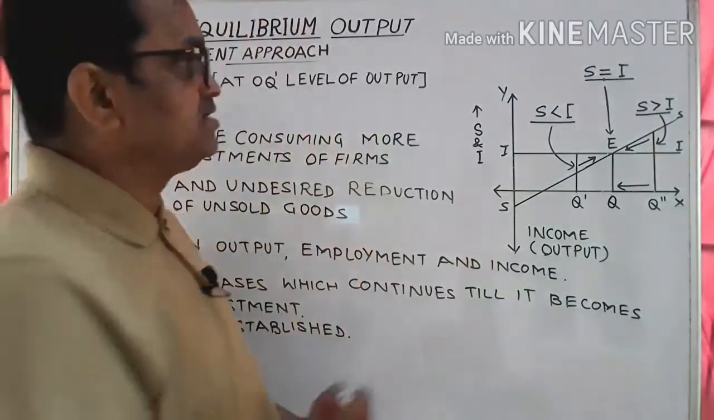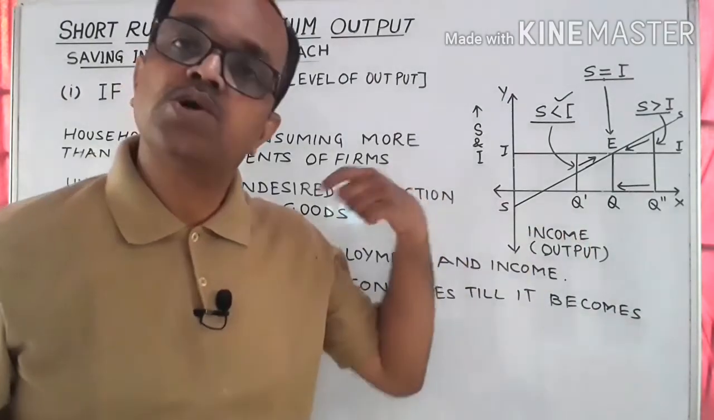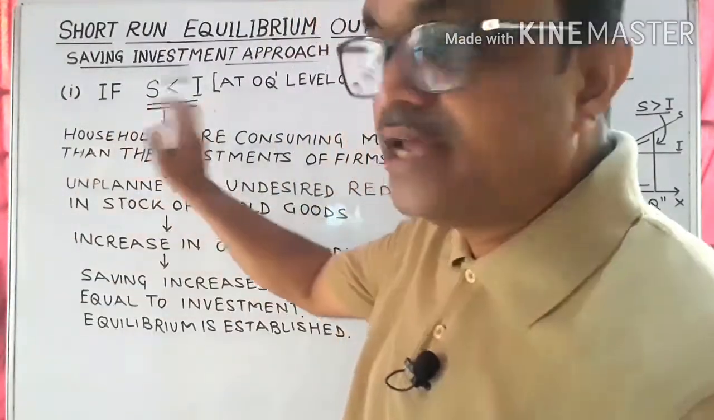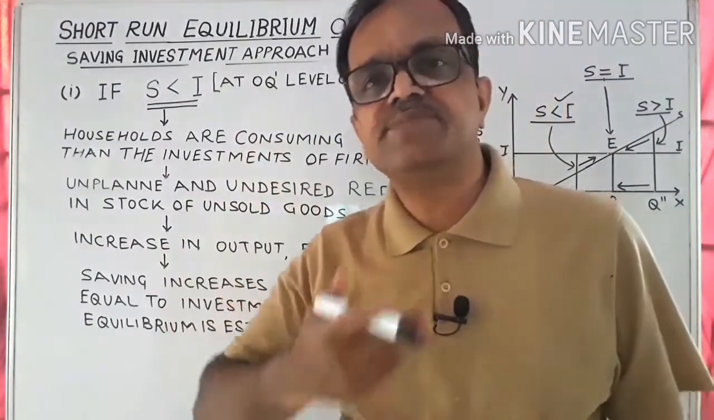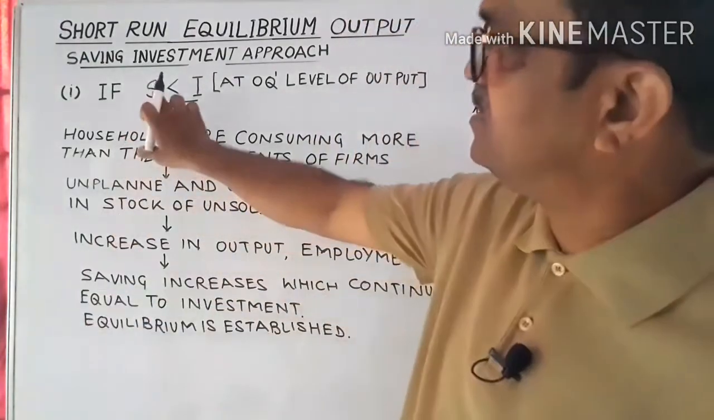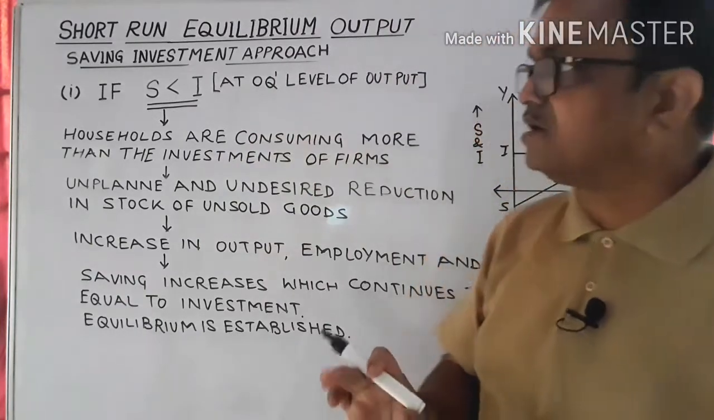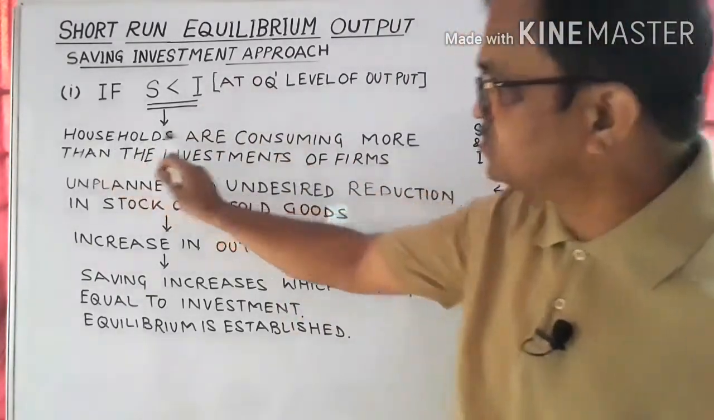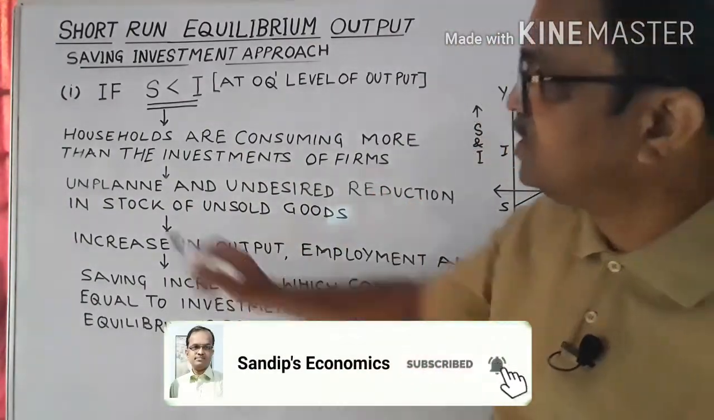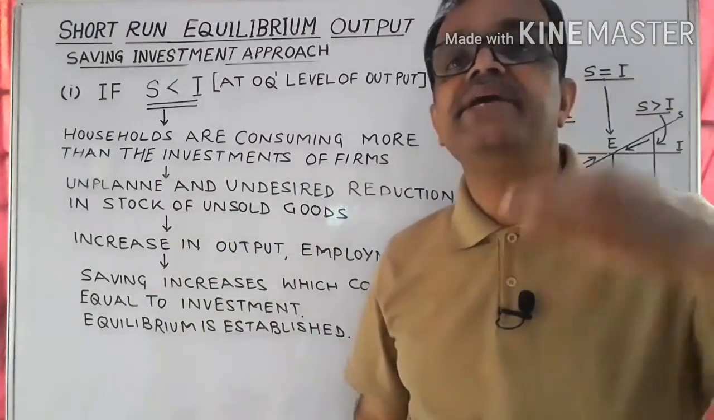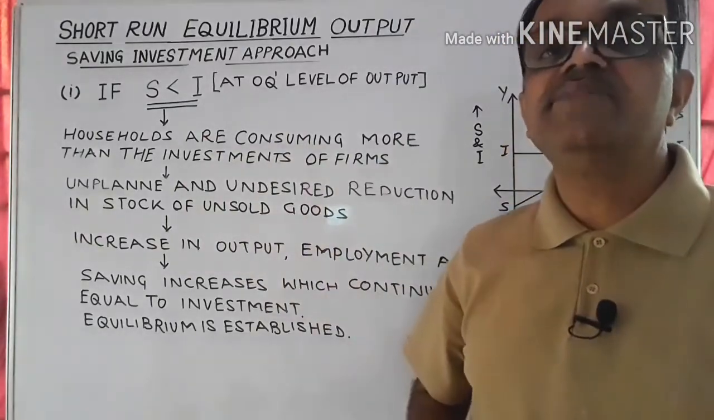Now if saving is less than investment, that happens at the level of income that is OQ dash. If saving is less than investment, saving less simply means consumption expenditure is more. So if saving is less than the amount of investment, which happens at OQ dash level of income, then what is the net impact? Households are consuming more, meaning consumption expenditure is more than the amount of investments made by the firms in the economy, and due to that, what would be the immediate impact?